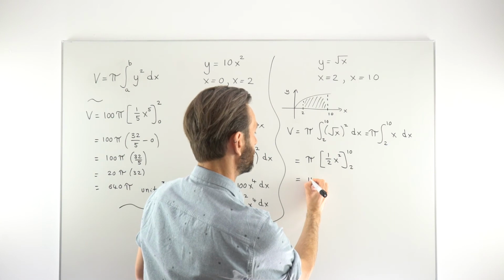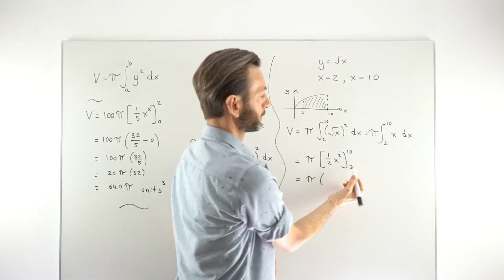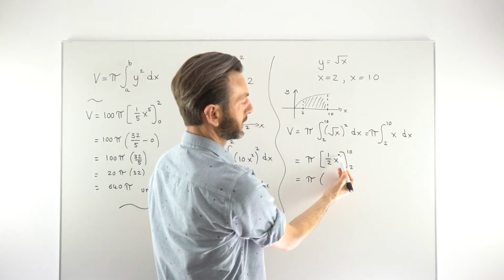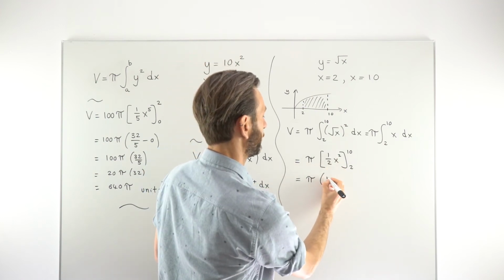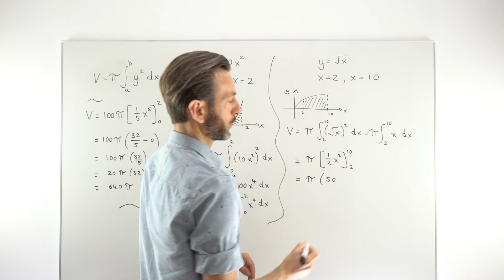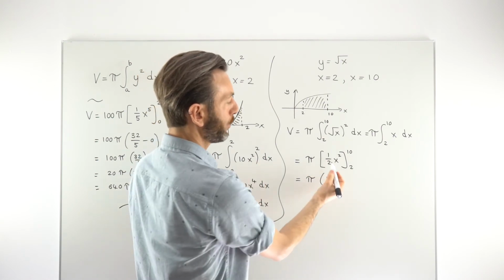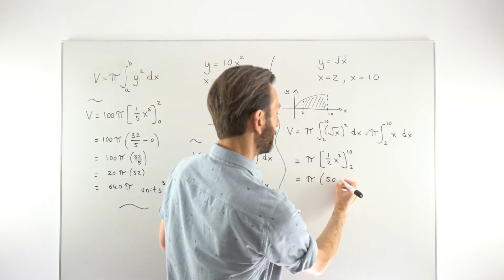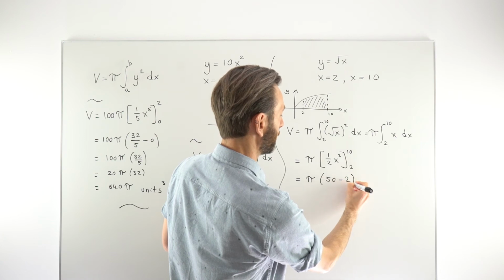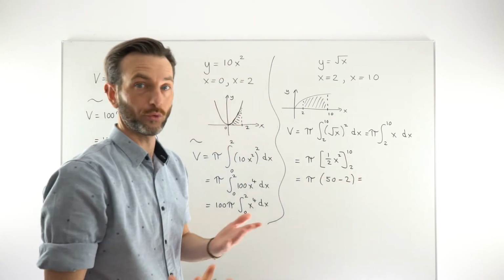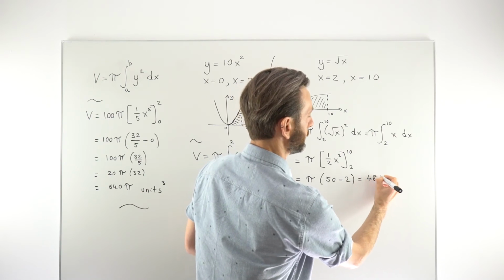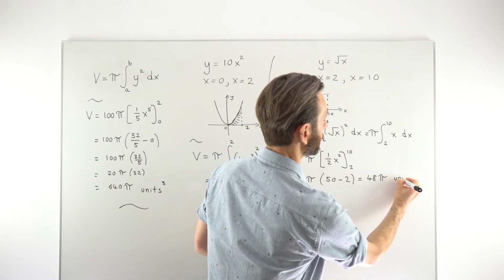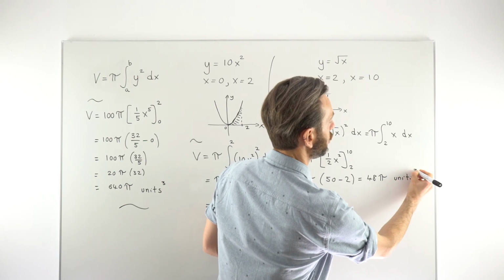So this is going to become pi times, subbing in the 10 first, 10 squared is obviously 100, 1/2 of 100 is 50, and then 2 squared is 4, divided by 2 is 2, so we're taking away 2 like that, so 50 minus 2, 48, times pi is just going to be 48 pi, and again, volume, so it's going to be units cubed.